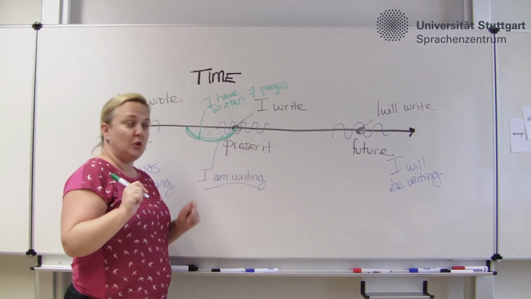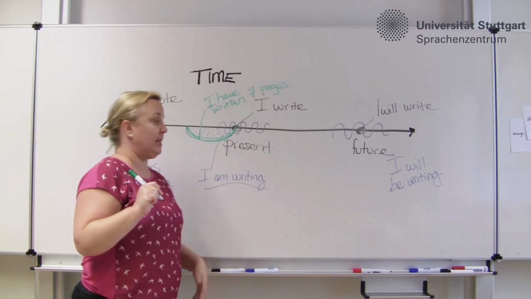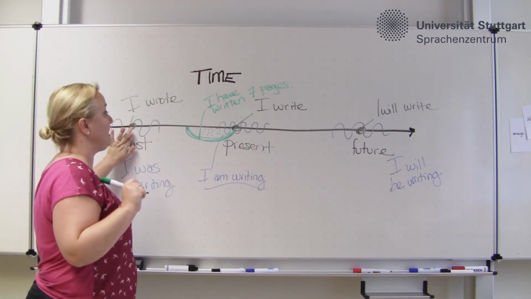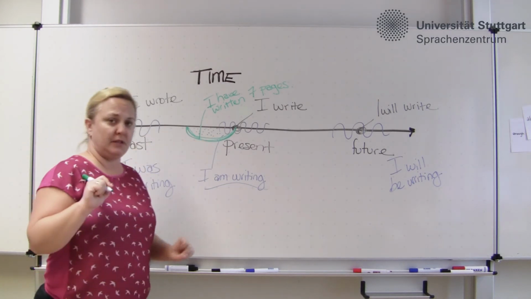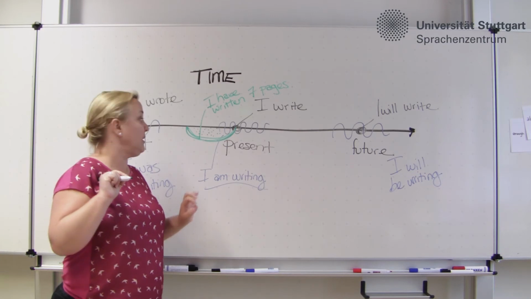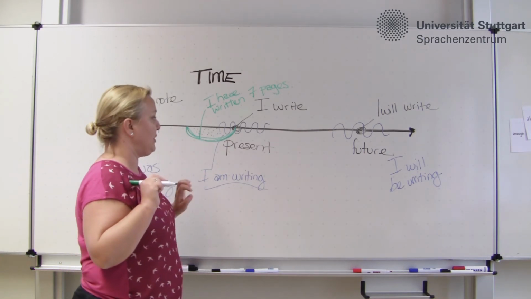The difference is if you wrote the pages yesterday, if you have a point in time where it occurs, you must use the simple past. But if you don't have a specific point in time where this occurs, then you can use the present perfect. This is a big distinction when you're writing research papers.